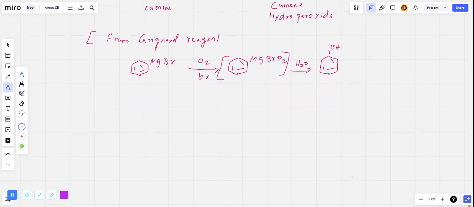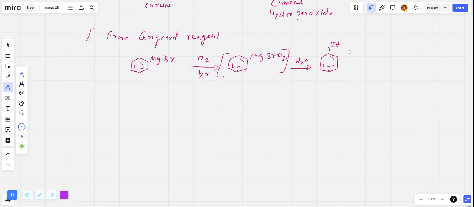Again, in the preparation of alcohol, one more method is there, from aniline. Aniline, that is nitrobenzene, gives diazonium chloride, which with water gives alcohol. You know that, isn't it? I think it's over. Now we will go for ether preparation later.